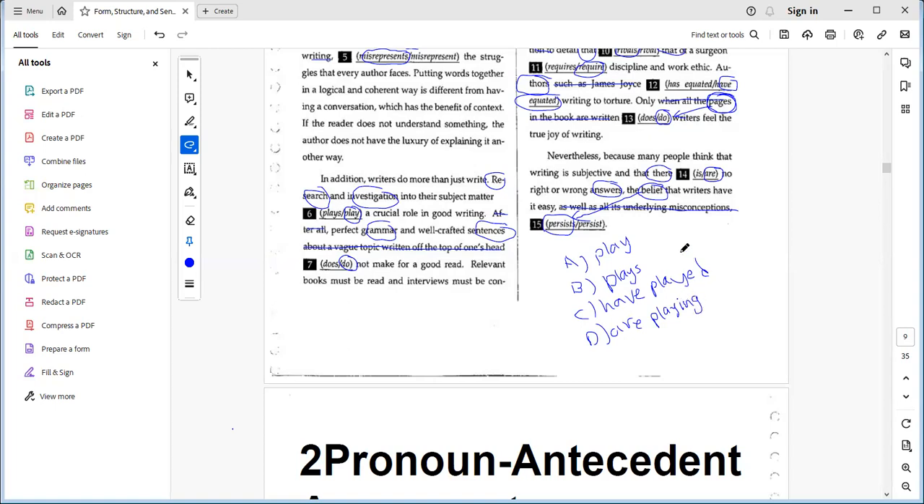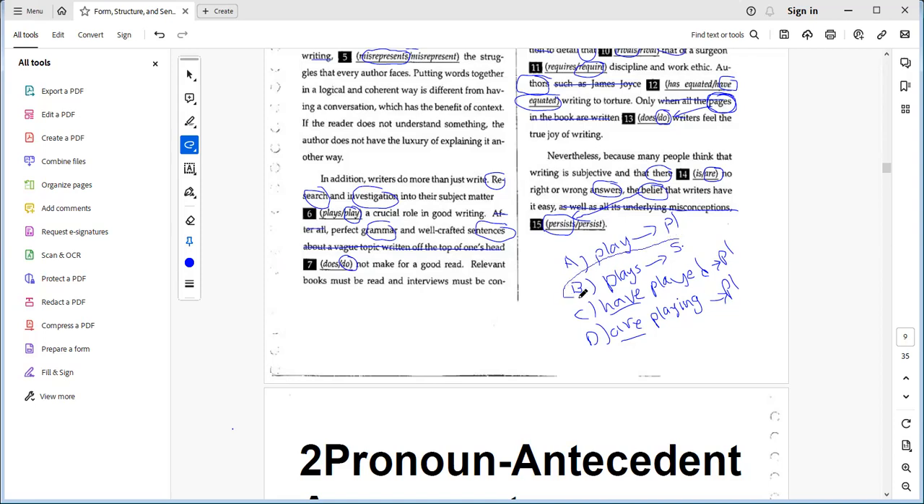So let's work with elimination. You know that play is a plural verb. Plays is a singular verb. Have played, look at have. It's also a plural verb. Are playing, so look at are. It's a plural verb. So now we have plural, singular, plural, plural.